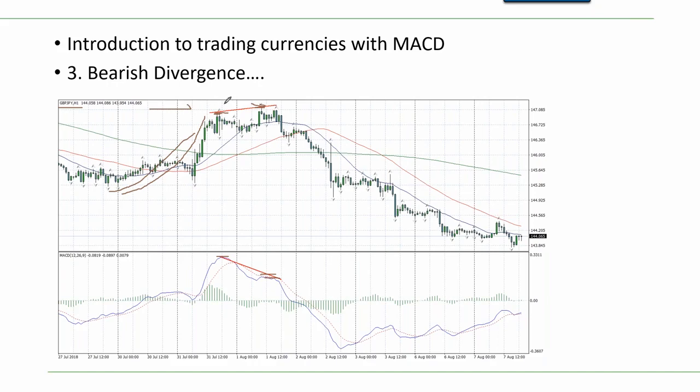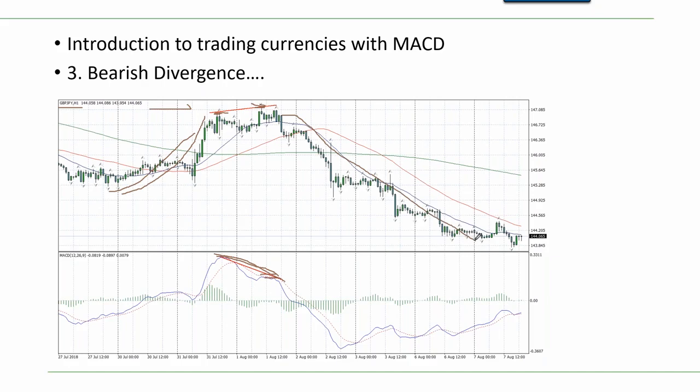So what are we looking for in bearish divergence? Well, hopefully what you can see here is that price made a new high. We can see that it's got back up above its averages. It was trending up. Price makes a new high here, from the previous high the day before, where MACD had made a very nice high.